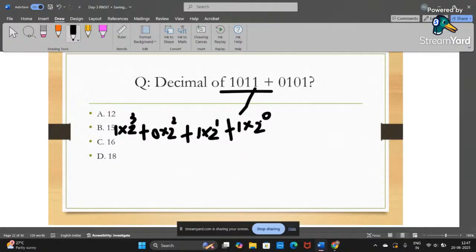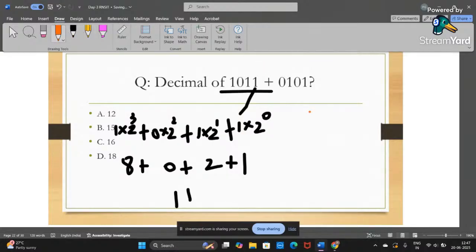2 power 0 is 1. So 1 into 1, from this we got 1. 2 power 1 is 2. Into 1, it is 2. Anything into 0 is 0. So 2 power 3, it is 8. 8 into 1, it is 8. Adding all this we will get 11. This is the value for 1011.